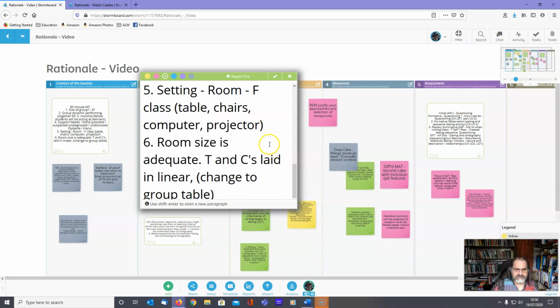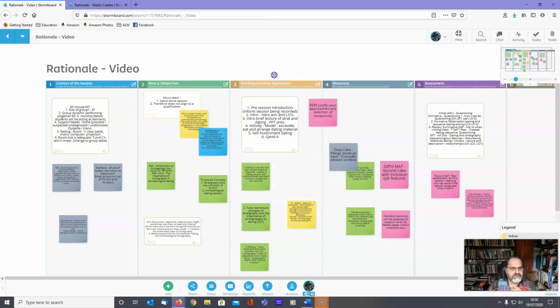Tables and chairs are laid out in linear lines, which is something that I personally hate. So I'm going to note that I'm going to change it to a group or table layout, because remember, I've only got 6 for this particular session. So those are the 6 elements.